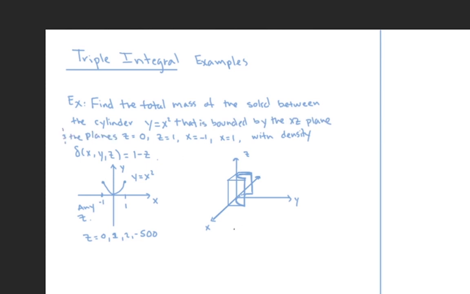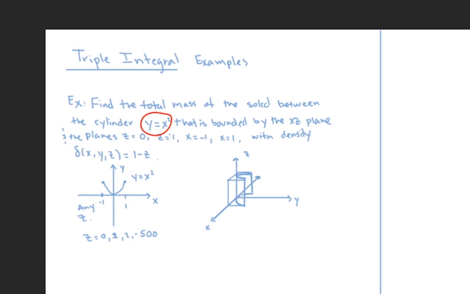Okay, so what we're going to do here is find the total mass of the solid between the cylinder y equals x squared, and then they give us all these boundary planes. I've done my best here to sketch out this object. So the first one is this cylinder y equals x squared. You can see here I have a graph of y equals x squared for x between -1 and +1.